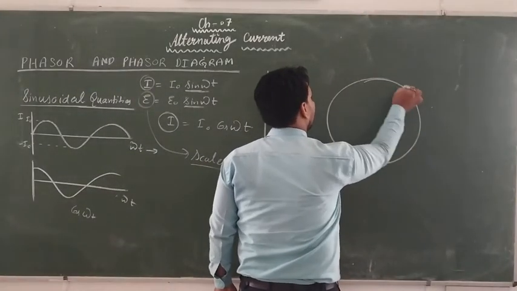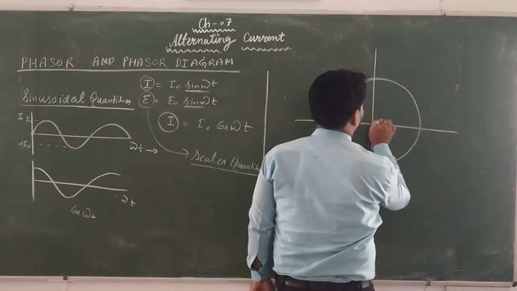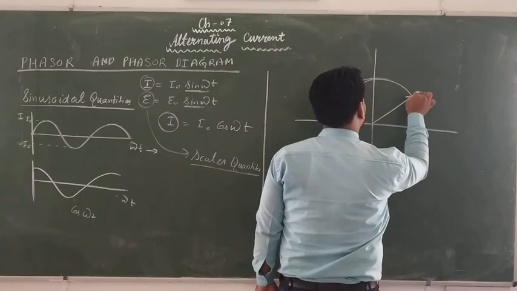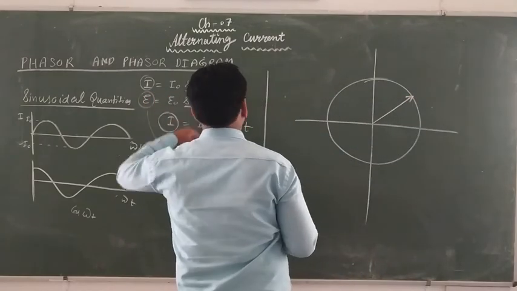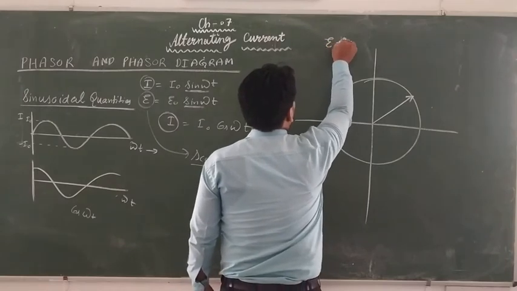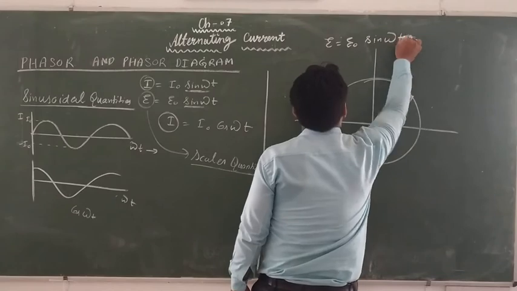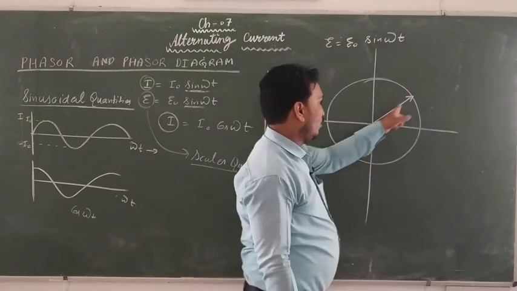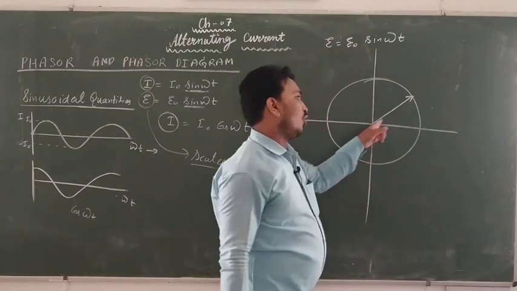Suppose we are plotting a graph for I is equal to I naught sine omega t. Let us plot it for E is equal to E naught sin omega t, right? So this is the arrow. This particular arrow is called a phasor.